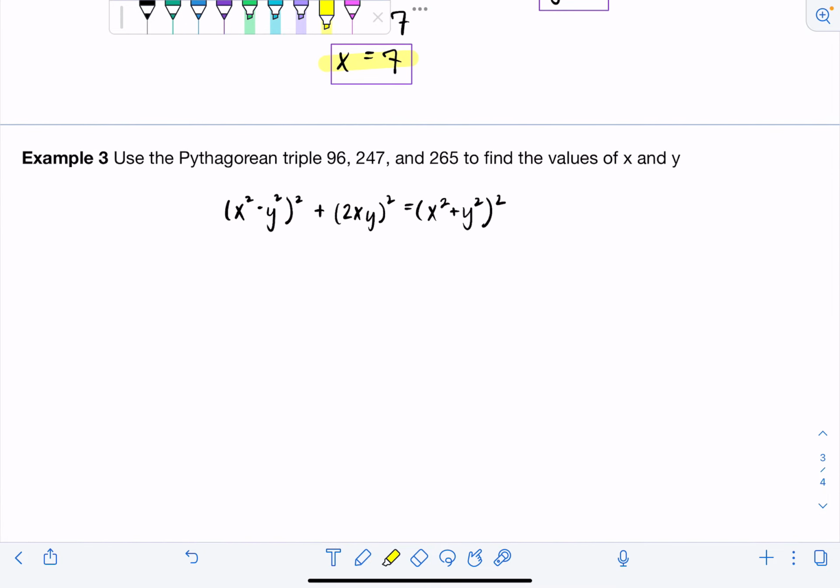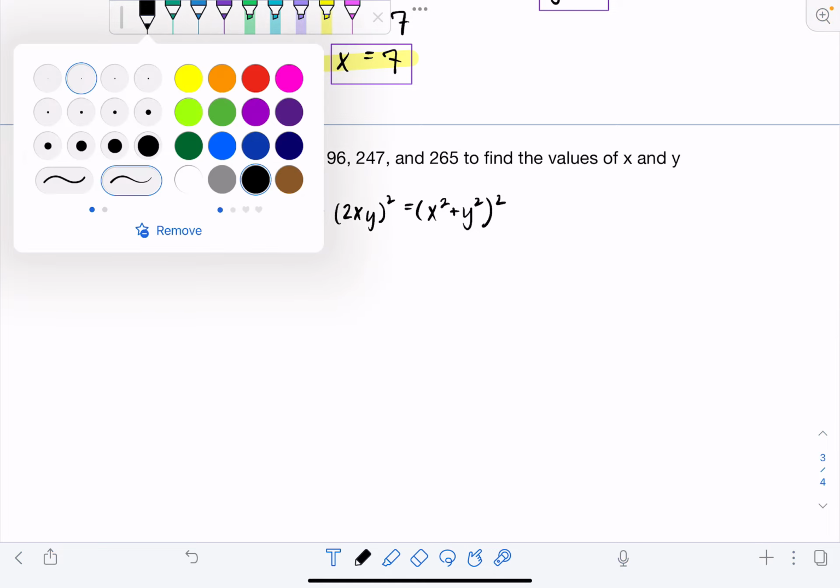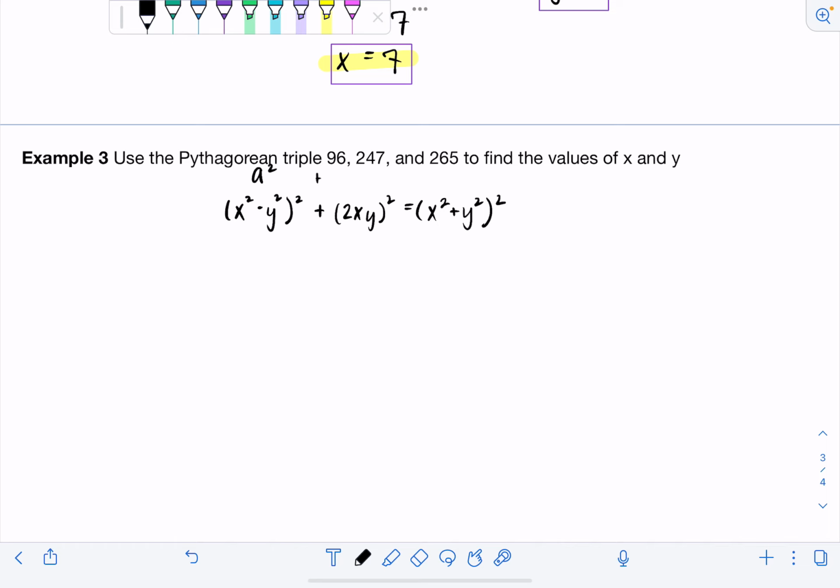So example 3: use the Pythagorean triple 96, 247, and 265 to find the values of x and y. This is the Pythagorean identity right here. Just remember this is my a squared plus b squared equals c squared of the Pythagorean theorem, and then of course a is x squared minus y squared. This power is just a part of the formula for the Pythagorean theorem. And then b is 2xy, same thing, this power just goes along with the formula. And then c is x squared plus y squared, and the squared outside the parentheses is just part of the formula.